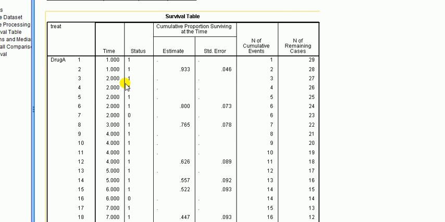What we've got here is just a table, but we actually use the numbers here to create the chart. For drug A, the first instance of death was at time 1, and it was real because its status is 1, so that's a real, actual death. The estimate of the survival then is 0.933, with a standard error.